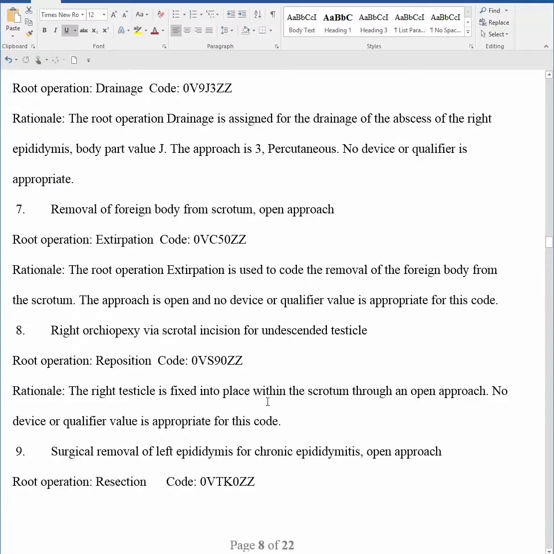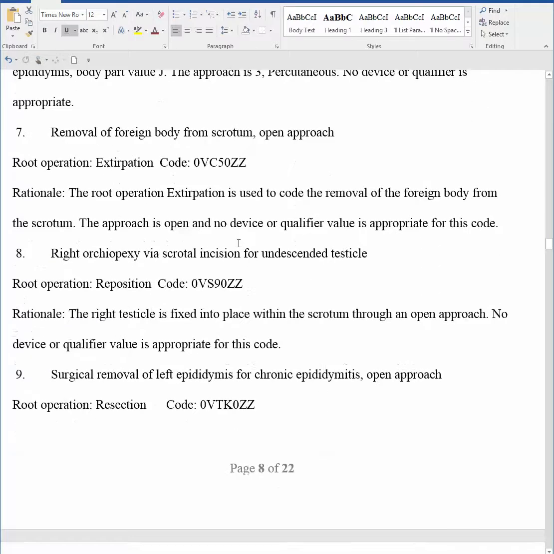Number 7, removal of foreign body from scrotum. Open approach means open surgical approach. Foreign body equates to the root operation of extirpation. Code is 0VC50ZZ. Again, you're going to index extirpation, then scrotum, and then once you get to the table, you're going to choose open.